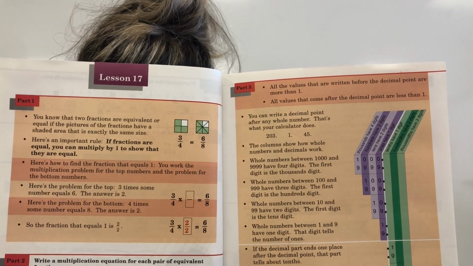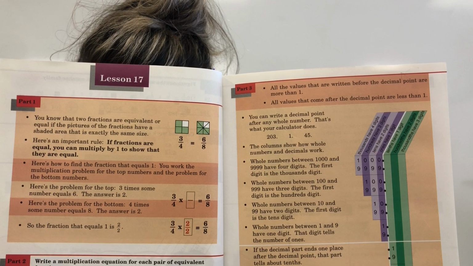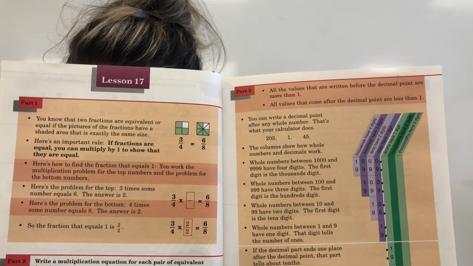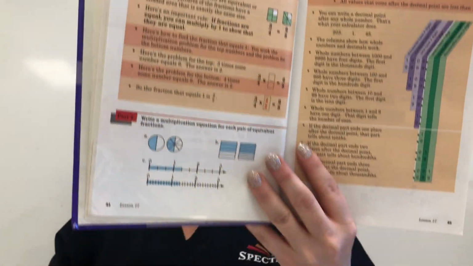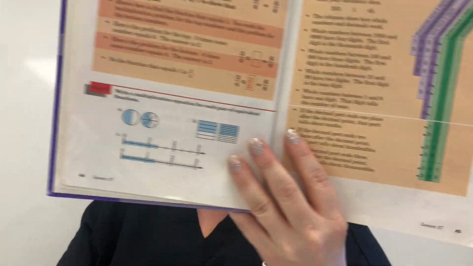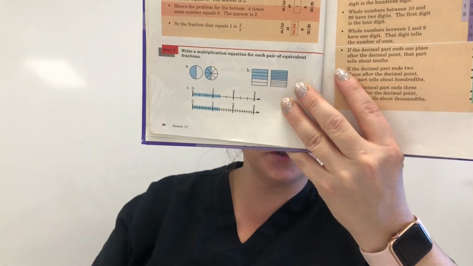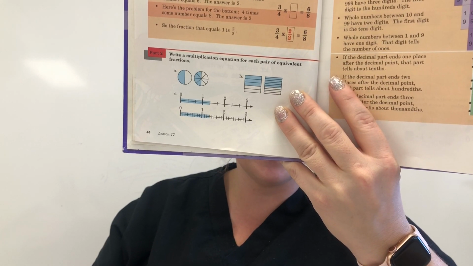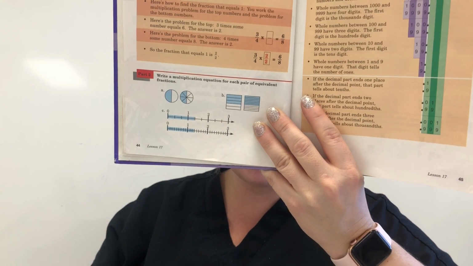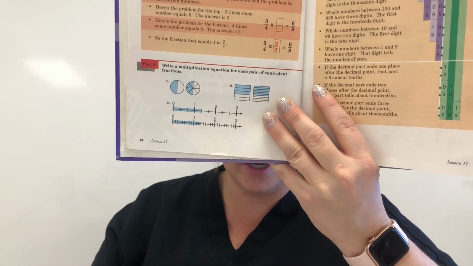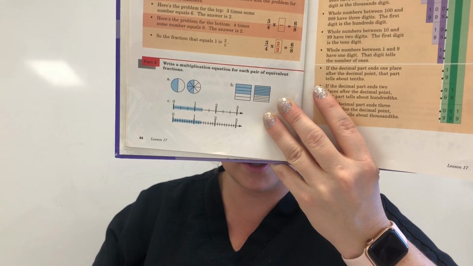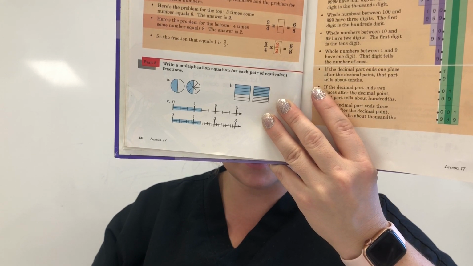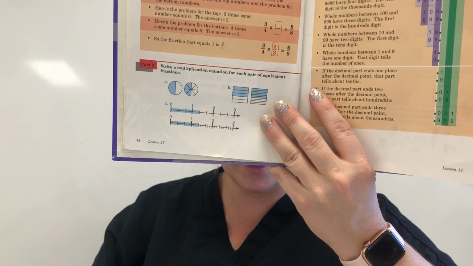You know that two fractions are equivalent or equal if the pictures of the fractions have a shaded area that is exactly the same size. You can see the pictures of two fractions that are equal. You can see the equation below, 3/4 equals 6/8. It's a really important rule. If fractions are equal, you can multiply by 1 to show that they are equal. Listen again. If fractions are equal, you can multiply by 1 to show that they are equal.